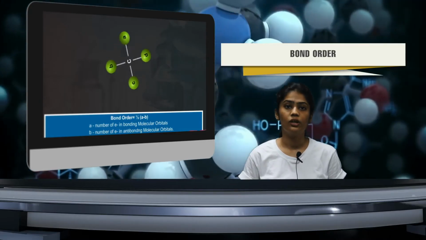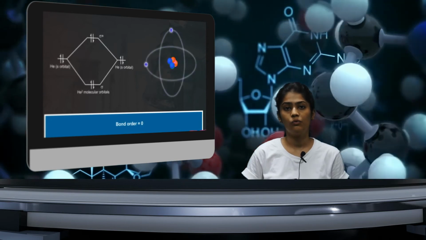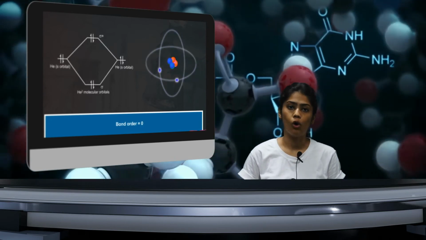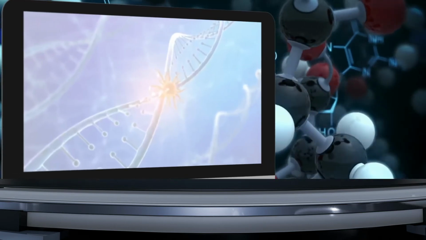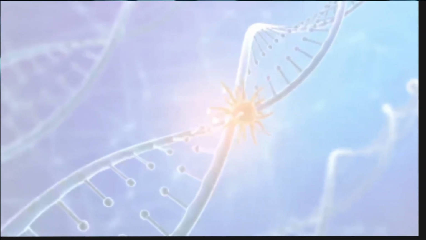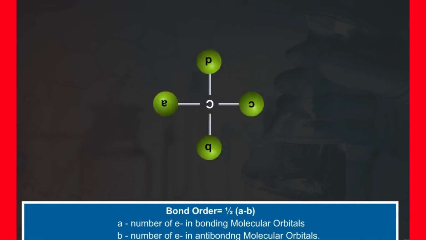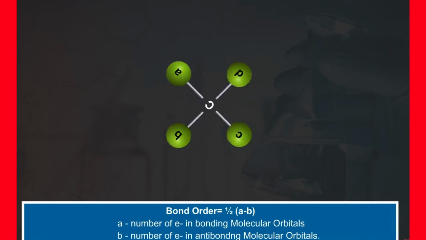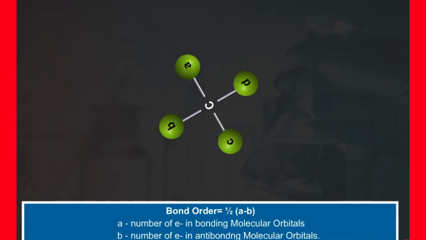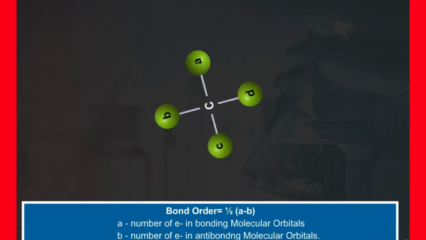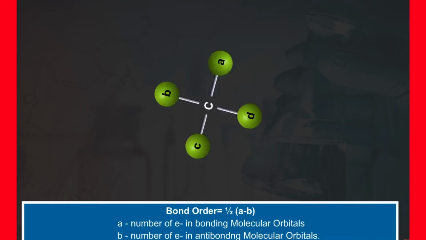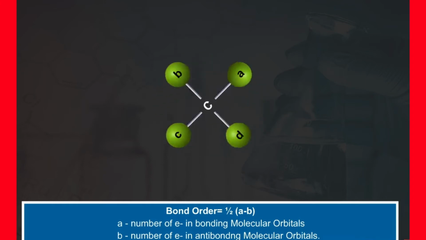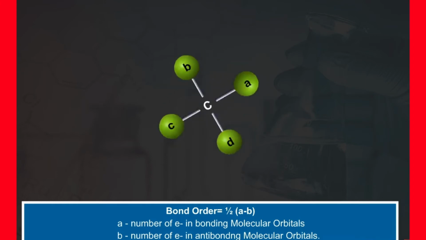Now let's look at what we mean by bond order. Bond order indicates the strength of the bond. The higher the bond order, the stronger the bond. It is depicted by the given expression, where A is the number of electrons in bonding molecular orbitals and B is the number of electrons in anti-bonding molecular orbitals.